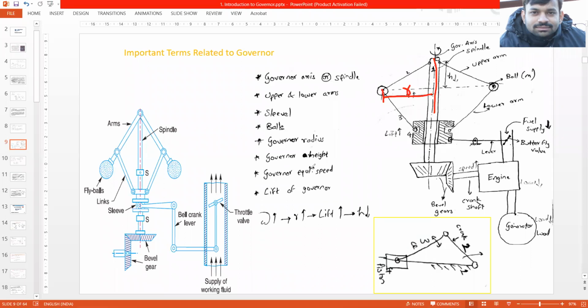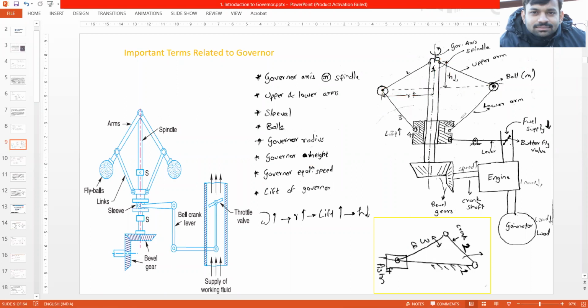Then there is the governor height. So what is the height of the governor? The height of the governor is the distance between the plane of the balls, the plane in which the balls are rotating, and this hinge point, the hinge point where the upper arm is mounted to the spindle. So this is the height of the governor. Then there is the governor equilibrium speed. We'll see the definition in further slides. And there is the lift of the governor.